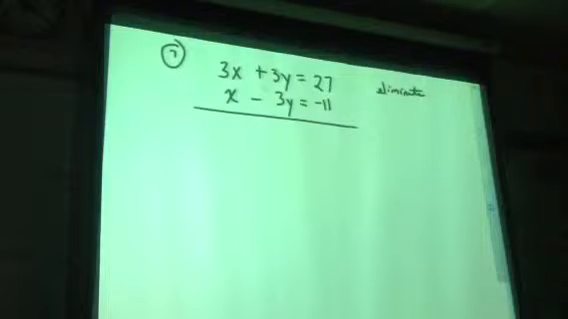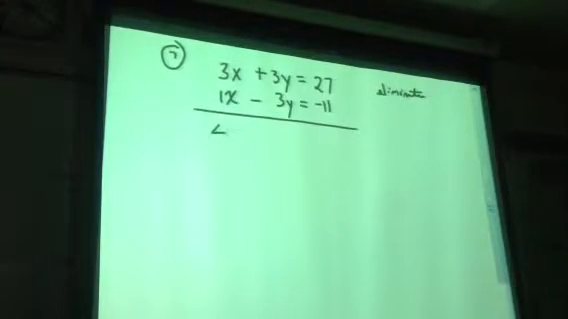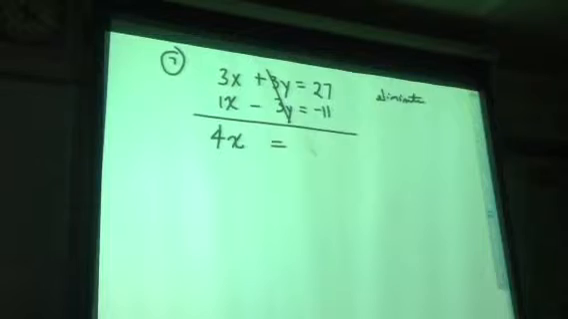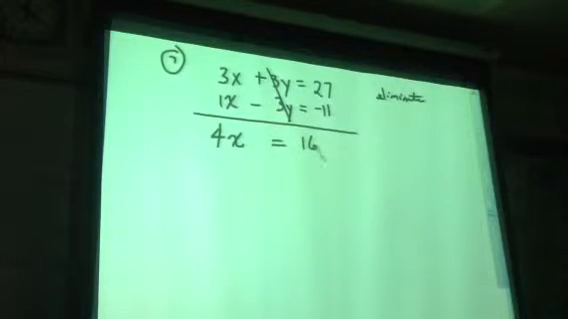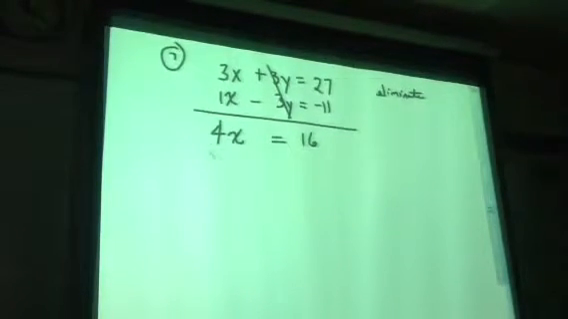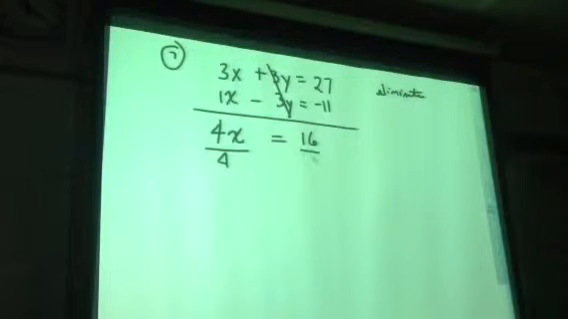The y's. So 3x's plus 1x, remember there's a 1 there, that's 4x. 3y minus 3y cancels, goodbye. And 27 minus 11, what is that? 16? And then just divide by 4. Divide by 4. We get x equals 4.